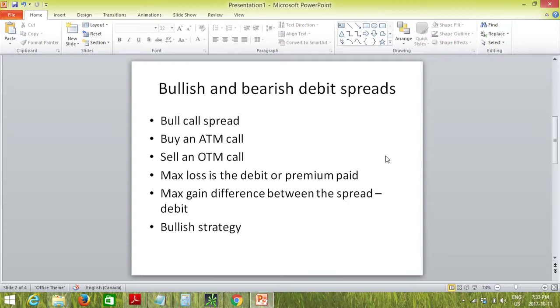so like I say, now the max gain will be the difference between the strikes minus the debit. So if you buy one contract, that would be $200 minus your debit. If your debit is $50, right, then your max profit is 150. Okay, so again, it's a bullish strategy.